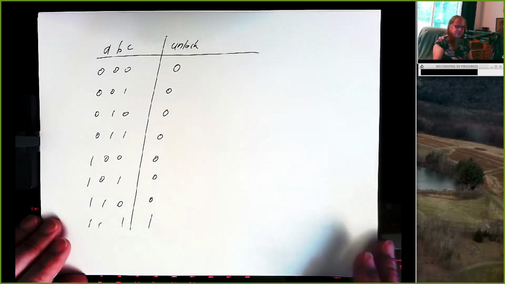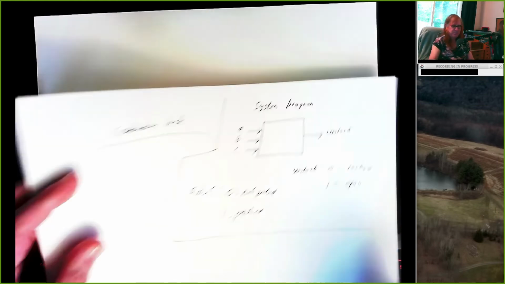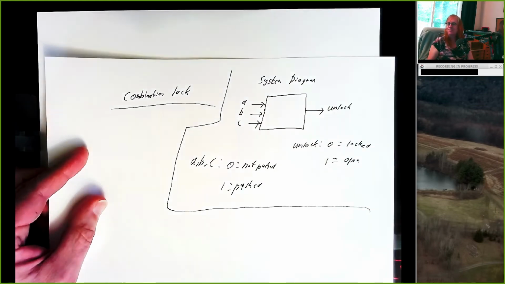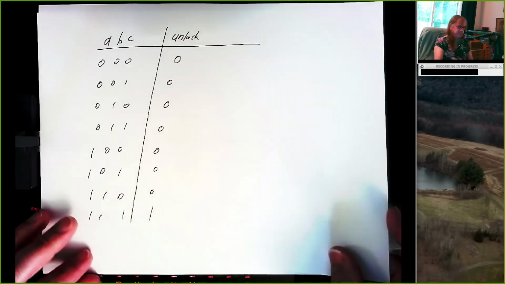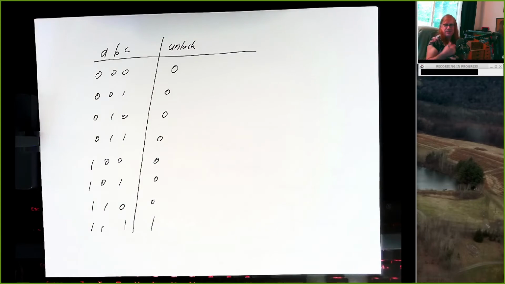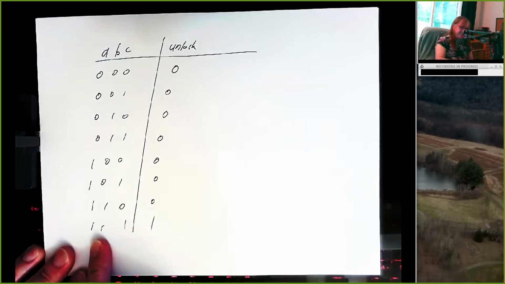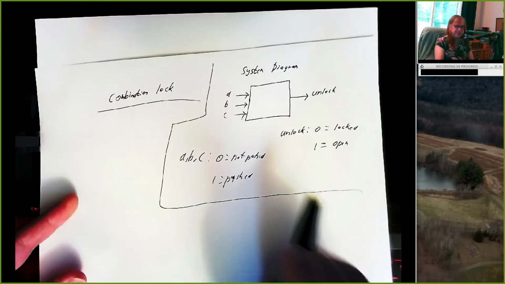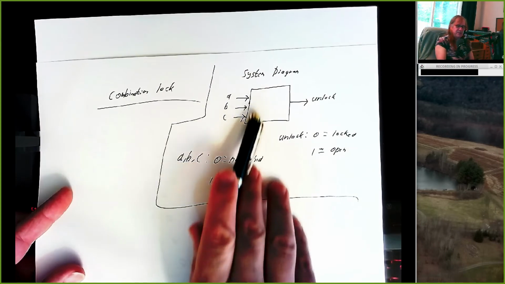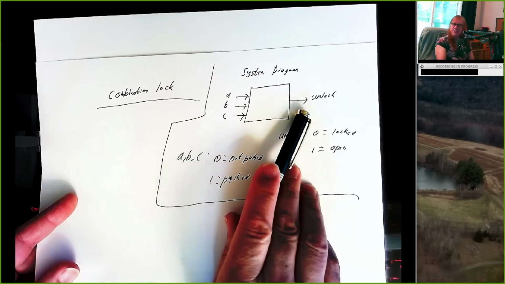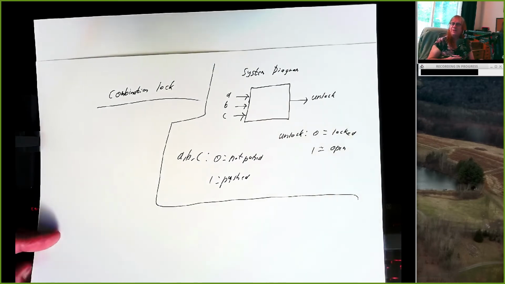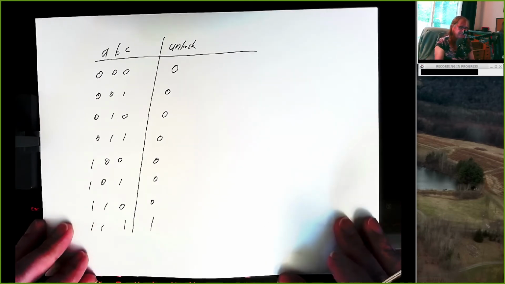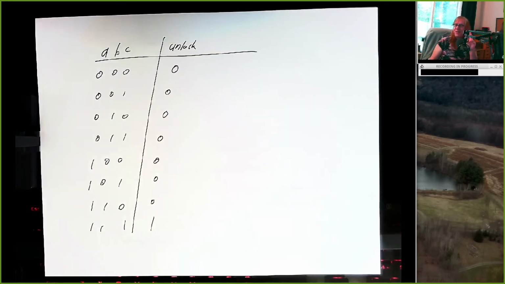All right. Well, there's my truth table for what goes inside this black box, this system diagram. If I were to build some circuitry that produced this output based on these values of the inputs, I could take that circuitry and put it inside here, connect A, B, and C to the inputs of my circuit, take the output and connect it to this arrow. And now I've got my combination lock fully designed. So our next step after the system diagram and the truth table is going to be the circuit.